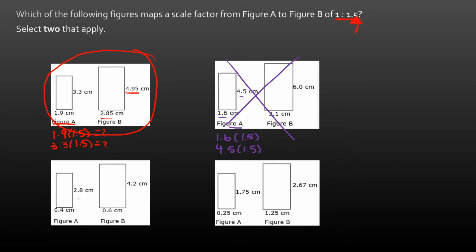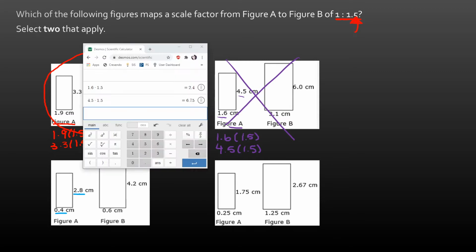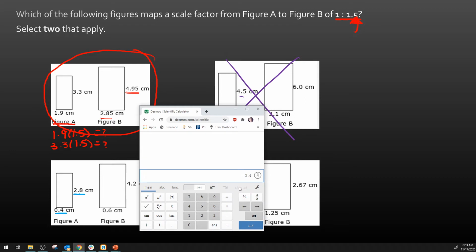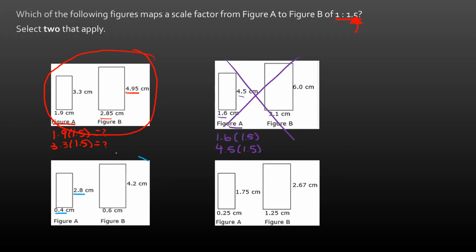So again, I'm going to take both of these side lengths and multiply it by 1.5 like I did in the first two. So I'm going to do 2.8 times 1.5, and I'm going to do 0.4 times 1.5. And here, see how I get 4.2 and 0.6? And if I look at the image, I get 4.2 and 0.6. Since these side lengths were the same when I multiplied both of my original sides by 1.5, that means this image here is correct. And I don't need to check this last one because the instructions say to select two that apply, and I have found my two correct answers.